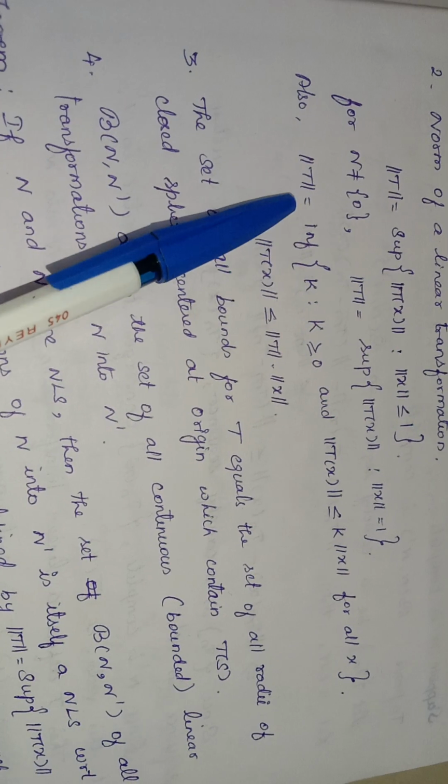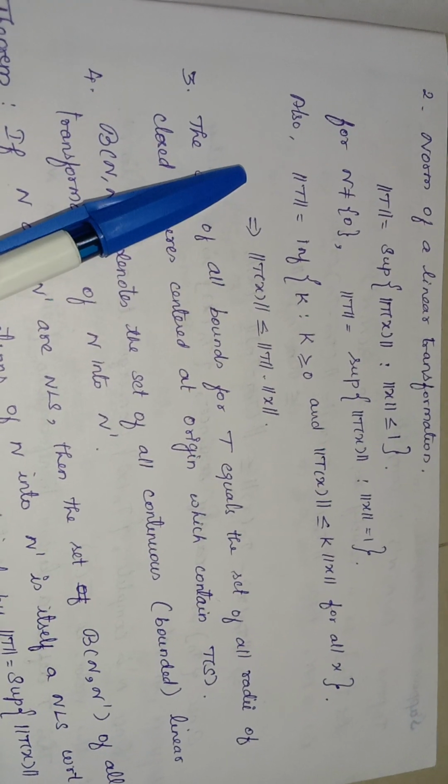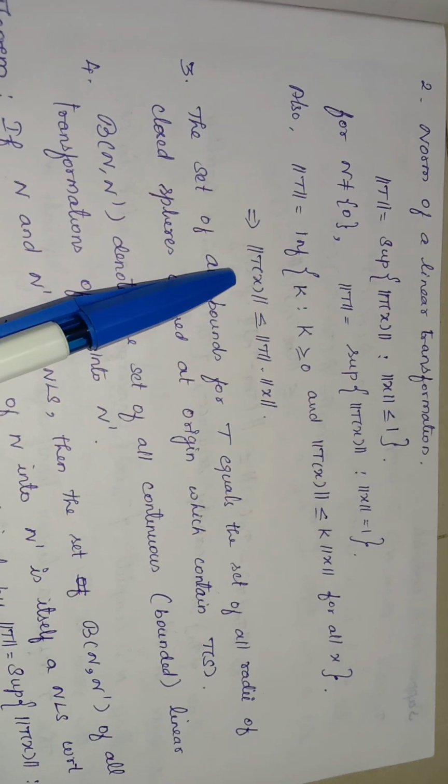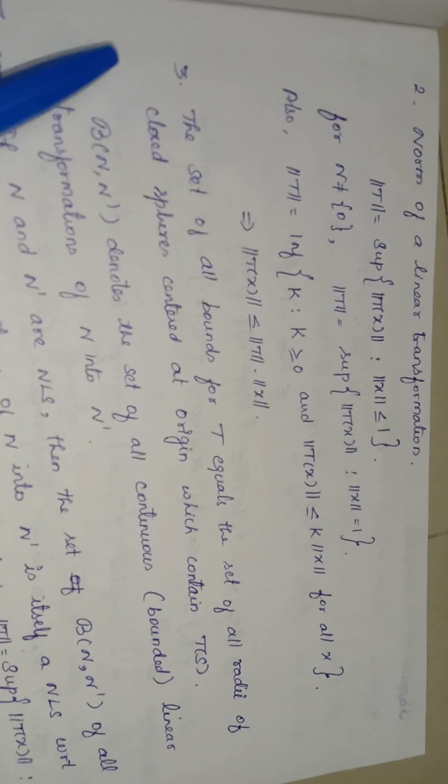So this is one norm and this is another norm. Another way of defining the norm of a linear transformation. So from this, what can we conclude? Norm T of x is always less than or equal to norm T into norm x.